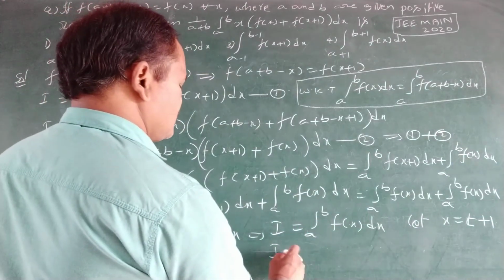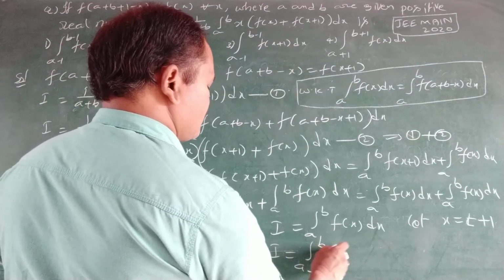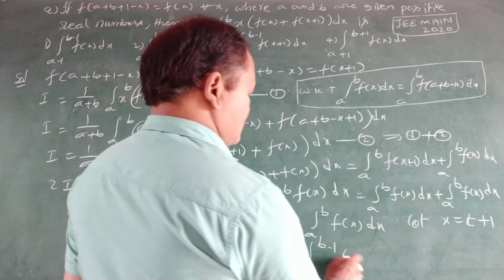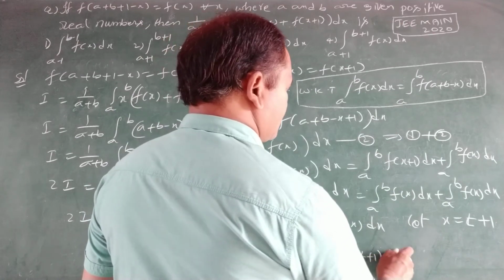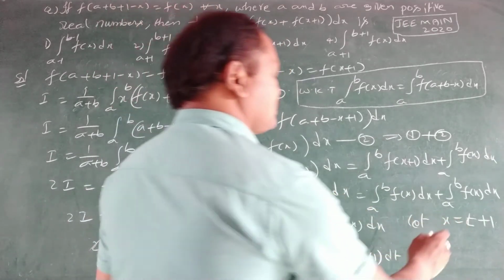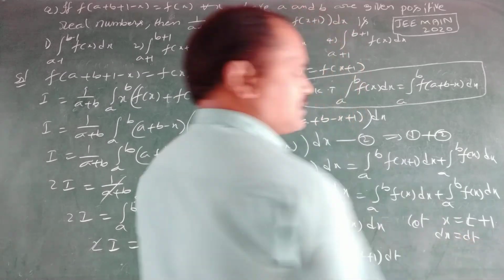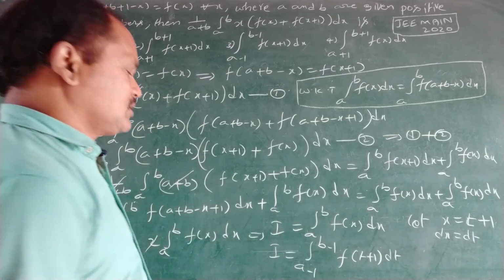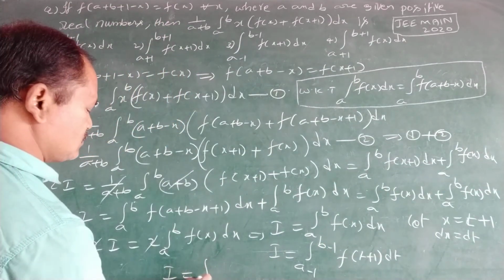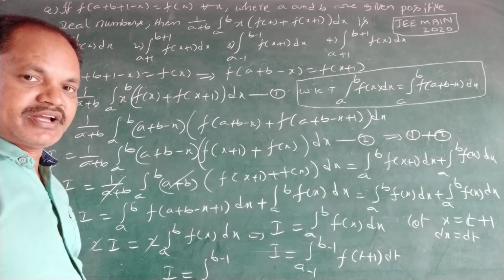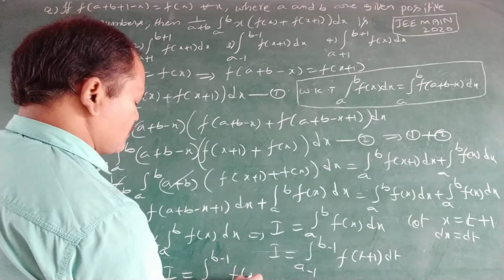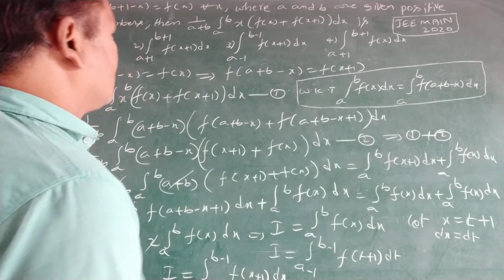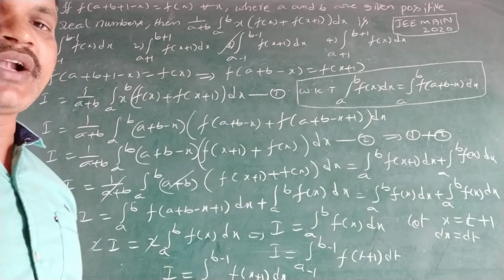That's why the limits can be changed to a - 1 to b - 1, and here it is f(t + 1) dt, since dx = dt. So according to this, I = integral from a - 1 to b - 1 of f(x + 1) dx. That's all. Now that is the third option. Okay, write it fast.